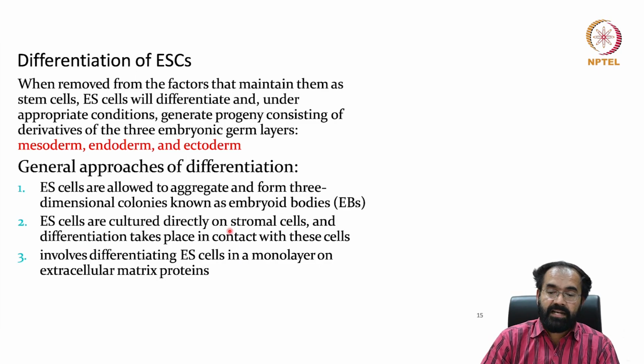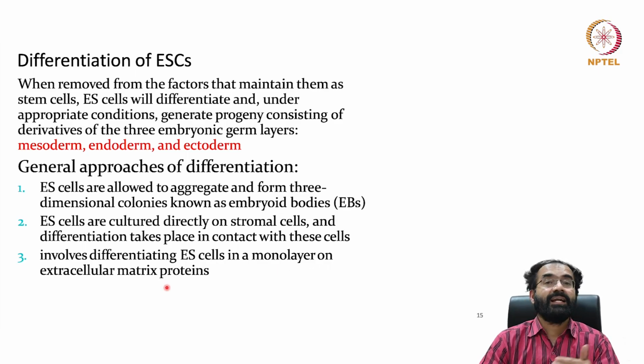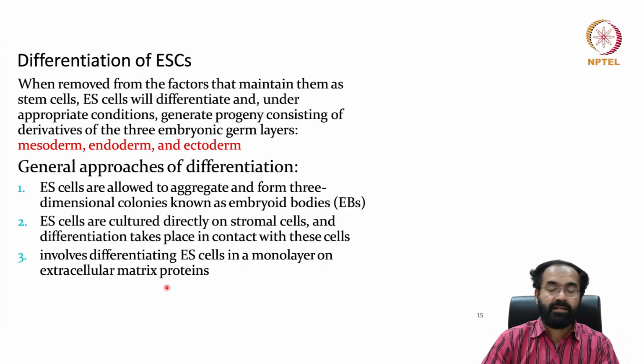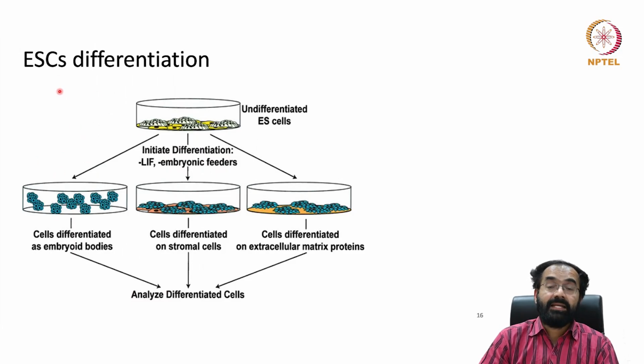ES cells are cultured directly on stromal cells, and differentiation takes place in contact with these cells. It involves differentiating ES cells on a monolayer or extracellular matrix protein, because they need some attachment. Without that, they can't grow in culture, in suspended culture like bacteria. It cannot grow. So you can have different methods of embryonic stem cell differentiation.